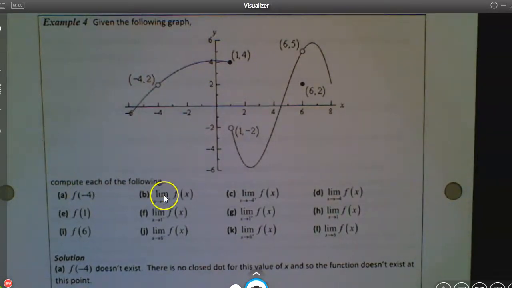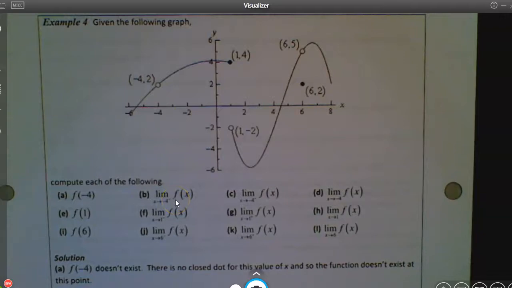So do understand the difference between these two questions. This one is simply asking what is the y-coordinate when x is -4. So if I look at where x is -4, what is my y-coordinate? You can see that I have a hole right there at 2. So in this case, because there's a hole right there, we would say that f of -4 does not exist. There's no y-coordinate right there because there's a hole in the graph. So let's go over to the next one here.